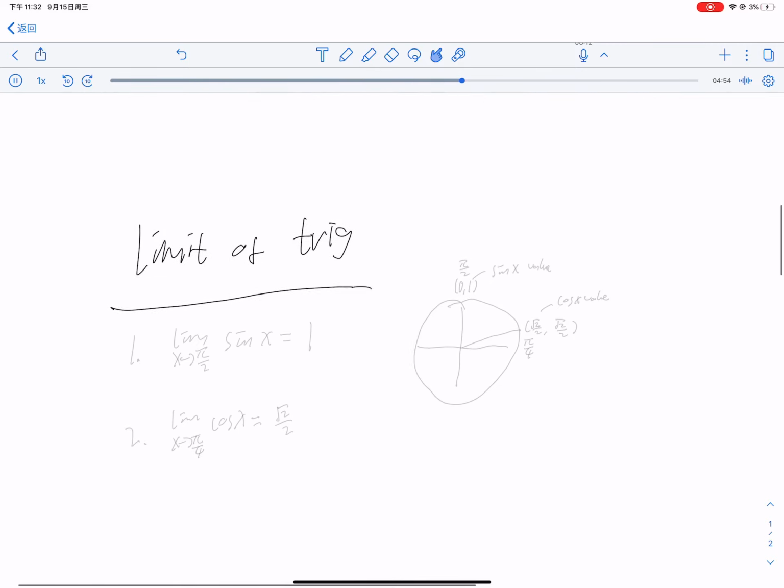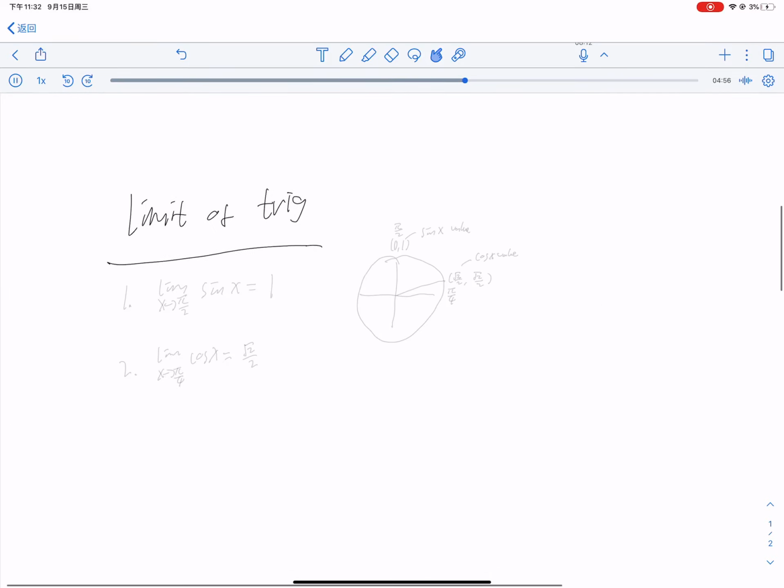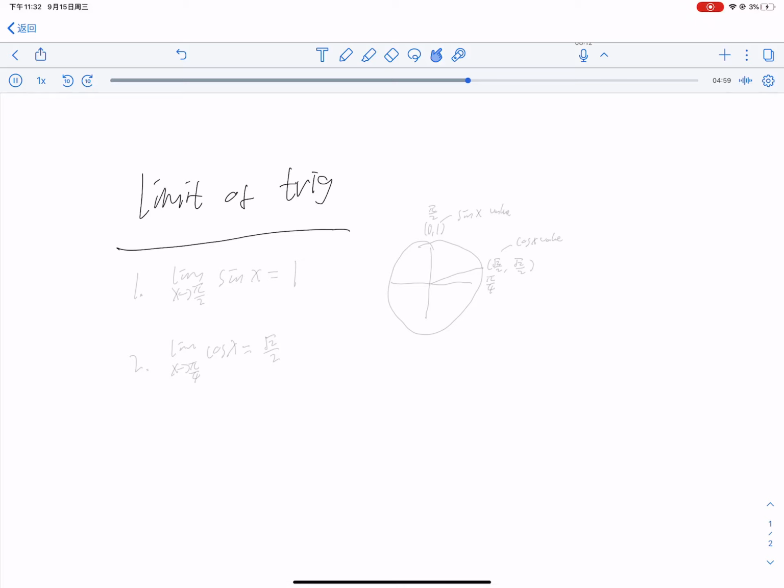Alright, and the last part of the video today, the limit of trig. So basically it's the same logic, but you just have to be really familiar with the unit circle. So I'll give you two examples here. The first one, the limit as x approaches pi over 2 of sine x. And the second, the limit as x approaches pi over 4 of cosine x. And it's literally the same thing.